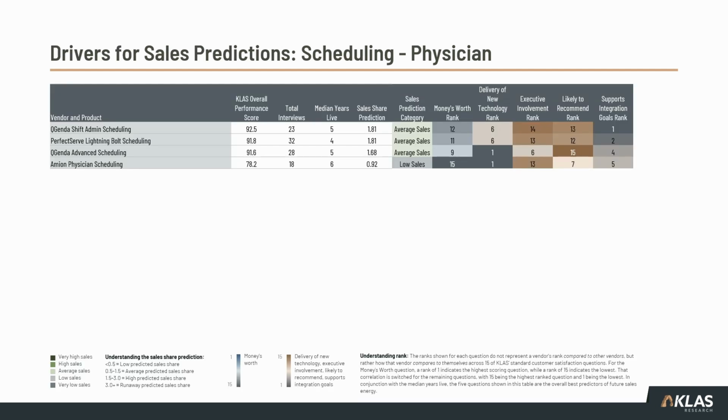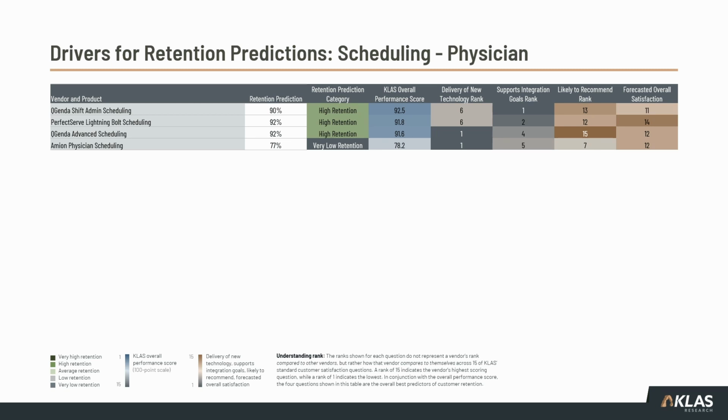So when we look at the actual vendors playing in this space, as you can see, most of them are average sales. Amion is a lot lower than others, and you can see that their delivery of new technology rank is really low compared to others in the market, and also their likelihood to recommend. When we shift over and look at retention, you can see that QGenda and Perfect Serve are all performing with really high retention. They have high overall performance scores and also high likely to recommend scores in the prediction model, compared to Amion, who we're seeing significantly lower in all of those metrics.